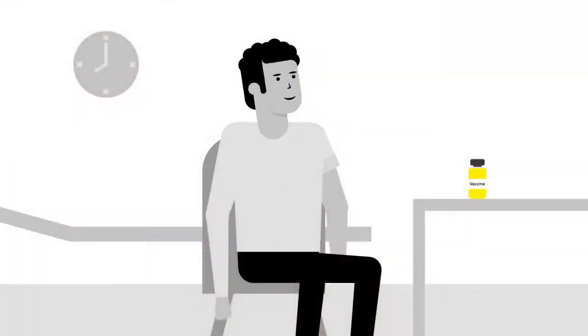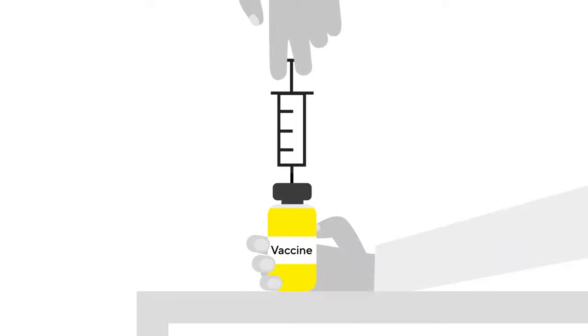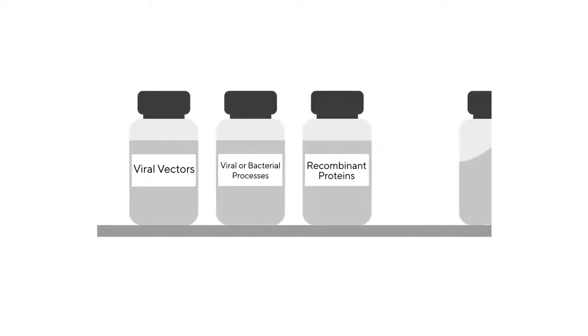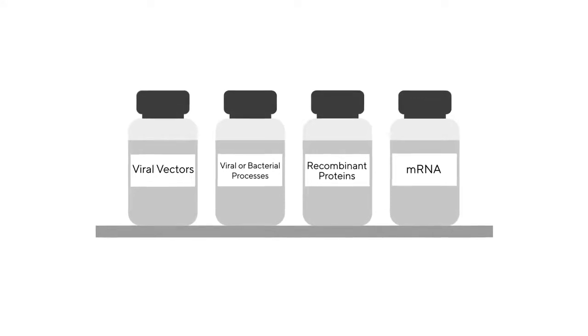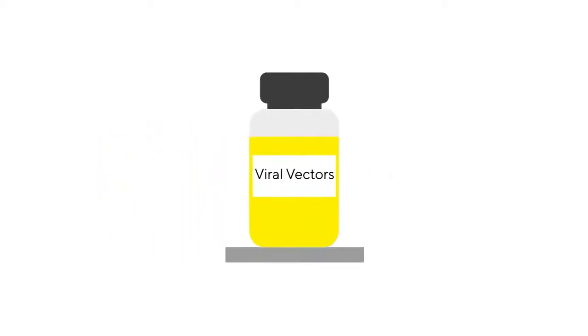So, it's time to get your vaccination. But have you ever wondered how a vaccine is made and manufactured? There are multiple methods to produce vaccines to treat infectious disease: viral or bacterial processes, recombinant proteins, or mRNA, just to name a few. Now, we are going to focus on the viral vector platform.